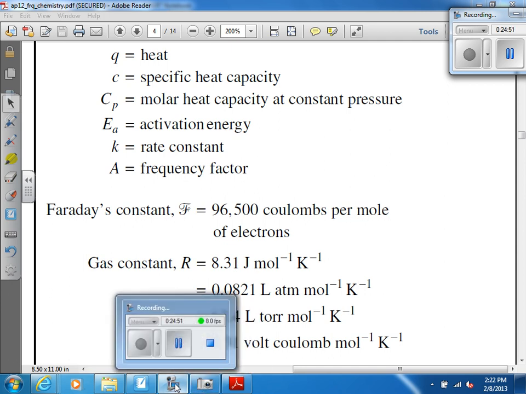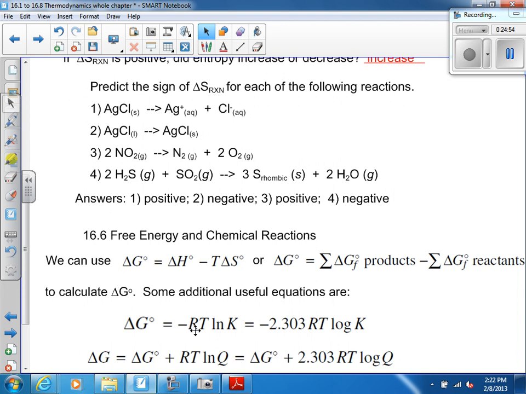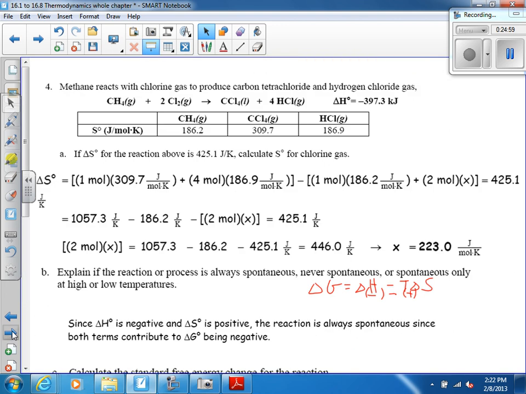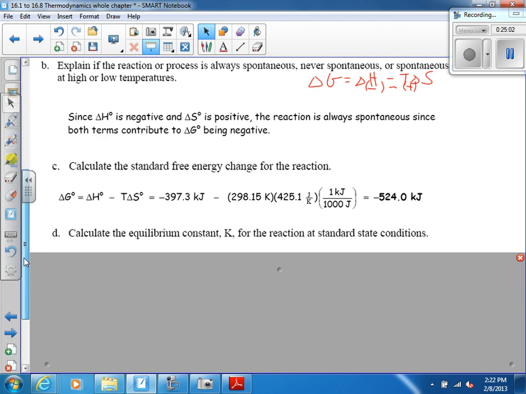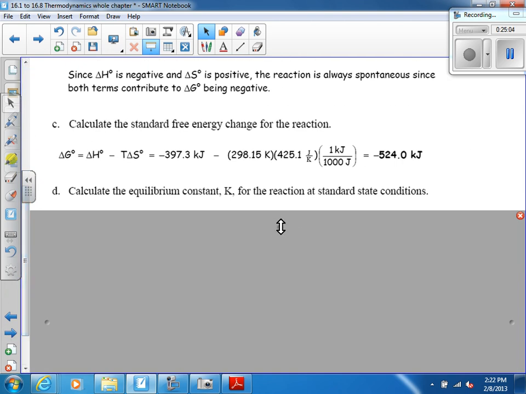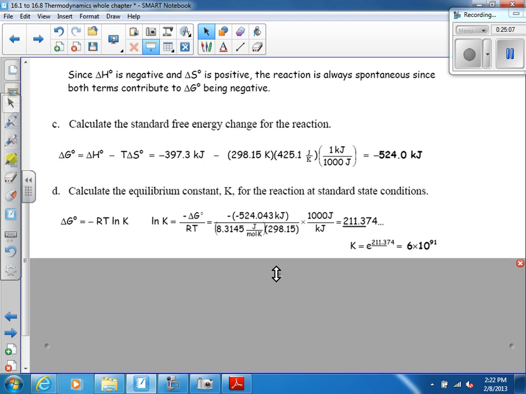So let's go back. We're going to use the joules value for R, and we're going to use delta G as negative RT ln of K and solve that for K. To get rid of logarithms, you have to use e to the power. So you solve for ln of K. We just plugged everything in here. Solve for ln of K, and to get rid of the ln, you have to do e raised to the 211.4, or 211. And this is the number you get.